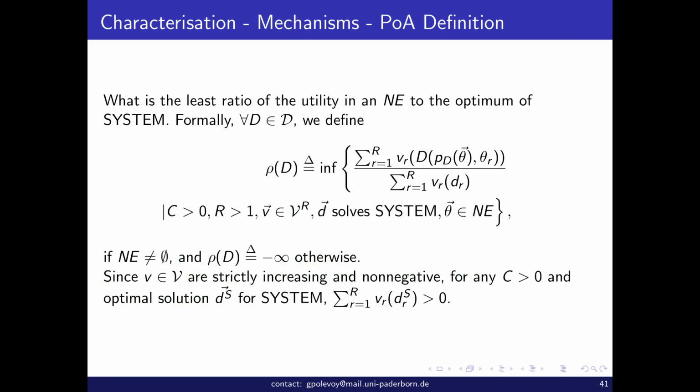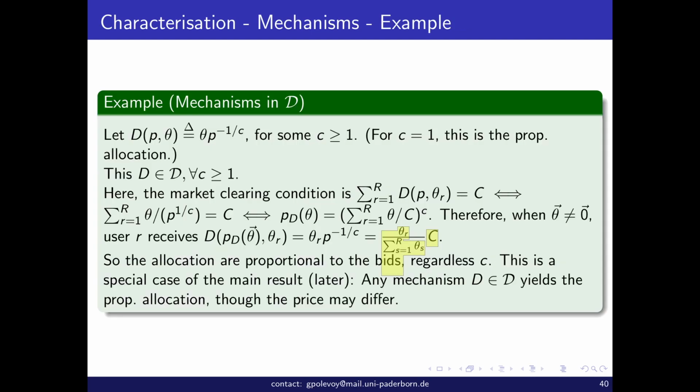Now, another thing we want to talk about is what is the efficiency of various mechanisms. Calligraphic D contains many mechanisms. Already this class we defined now contains continuum many mechanisms, for any C which is at least one. So they all give something similar, as we see: the users always get a proportional share. The price is different, so the mechanism is different. The question is which mechanisms are the best from the point of view of the social welfare?